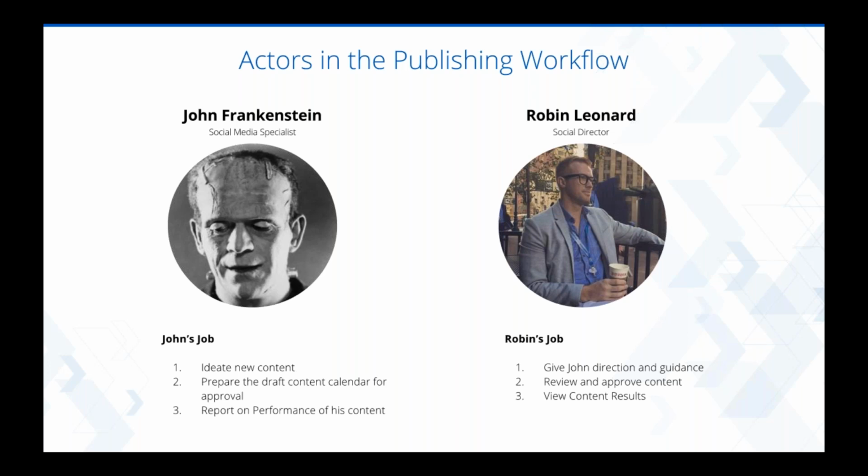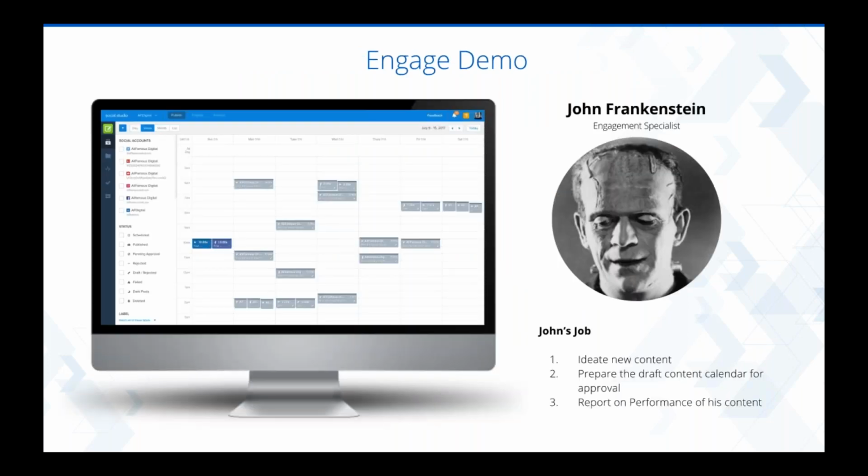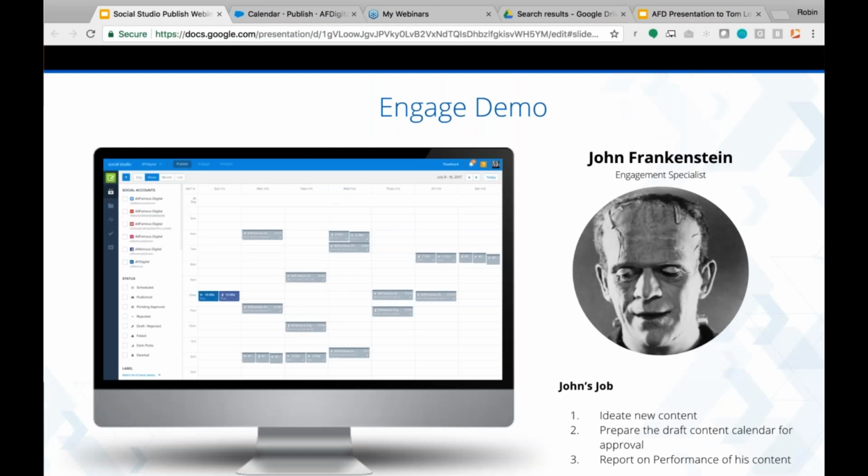John's role is that he's really the one responsible for managing the calendars. He ideates new content, he prepares the draft content calendar for approval, and then he also reports on the performance of his content. Robin's job is to give John some direction and guidance, review and approve the content, and also view the content results. So I'm just going to jump in. I'll focus on John Frankenstein first.